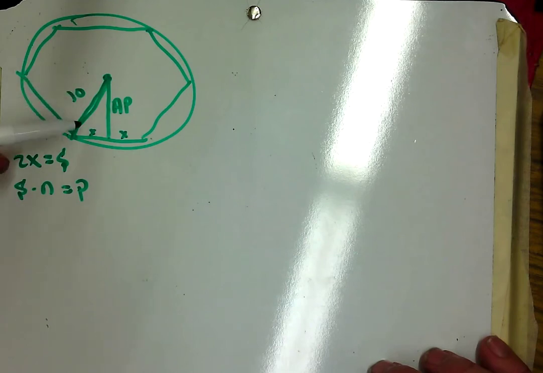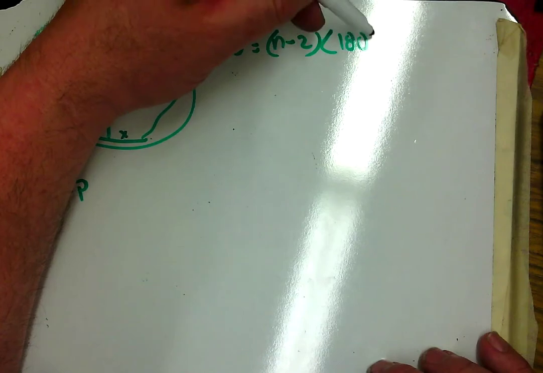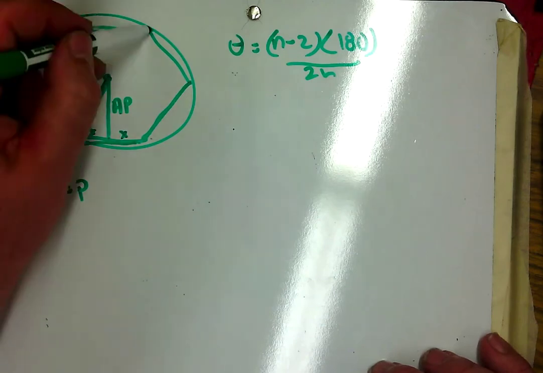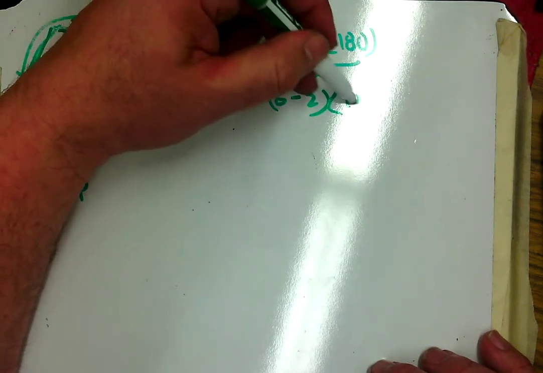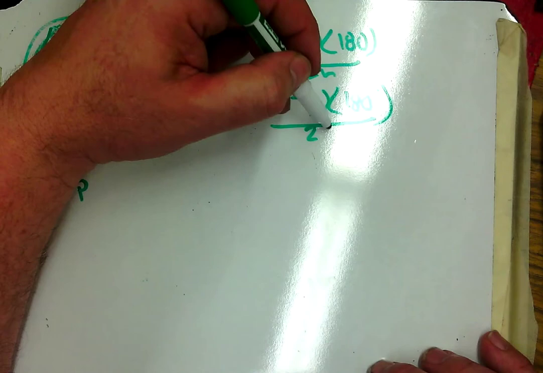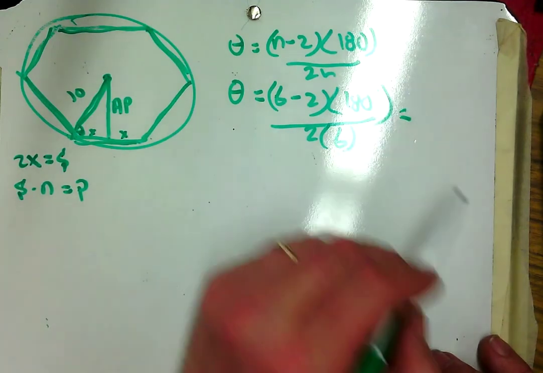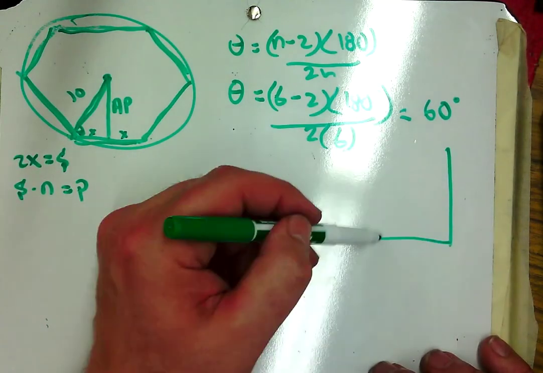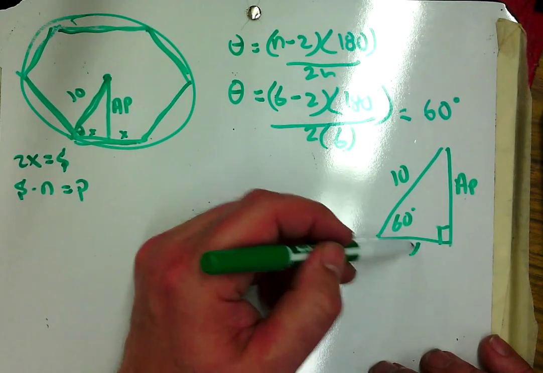So radius of 10, because we need that theta again. What was that formula? Theta equals n minus 2 times 180 all over 2n. And for a hexagon, we said that n was 6 sides. So theta equals 6 minus 2, 180 over 2 times 6. And when I simplify here, I get 60 degrees. So theta is 60 degrees. This is 10. This is the apothem. And this is x.